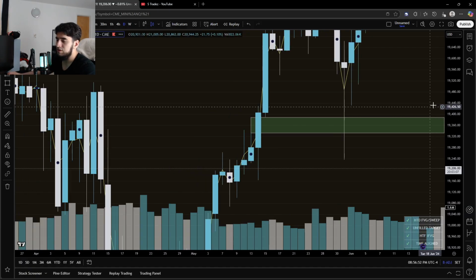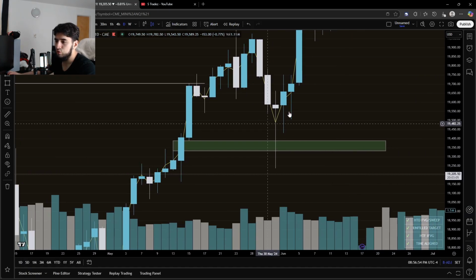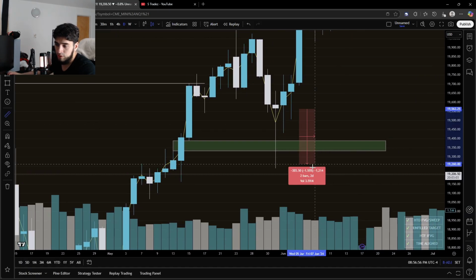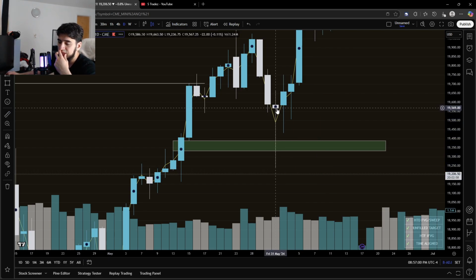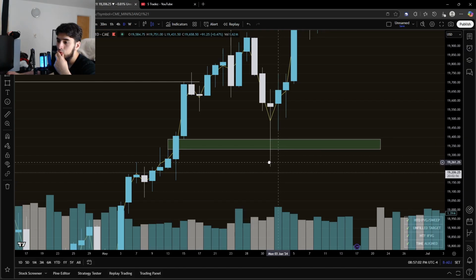Now what happens here? You see how this huge wick right here, at some point people were probably thinking that this fair value gap is going to get inversed, because this candle at some point had its body all the way down here.